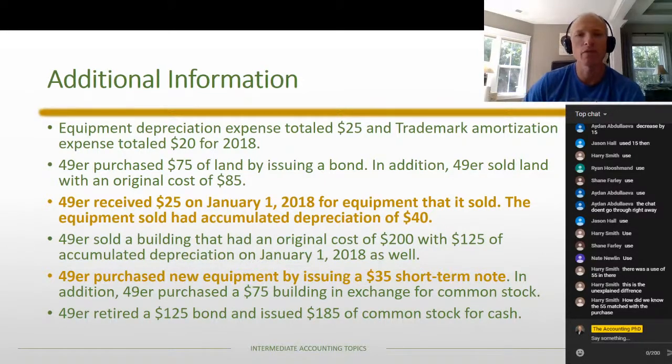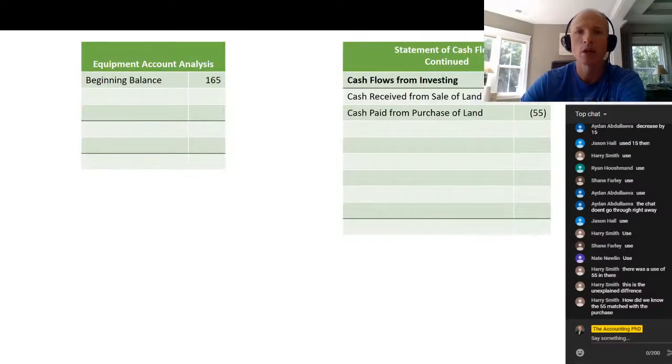And then the second bit of information is that they also purchased some equipment issuing a short-term note. And so this is the information that we're going to use to analyze the equipment account. So again, we start with the beginning balance to analyze our equipment account. The beginning balance is $165. That's just given on the balance sheet.